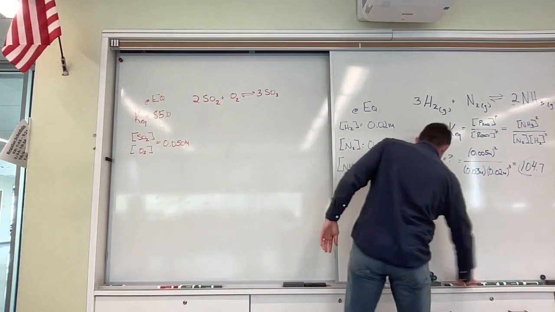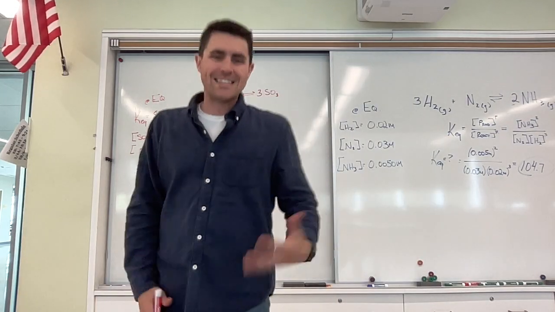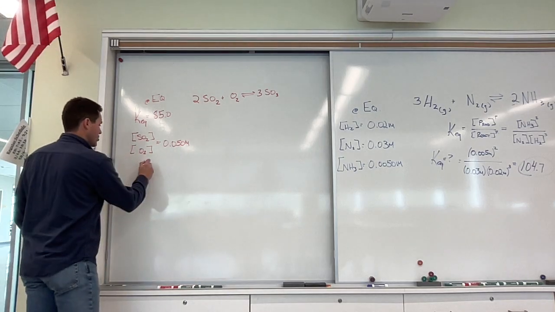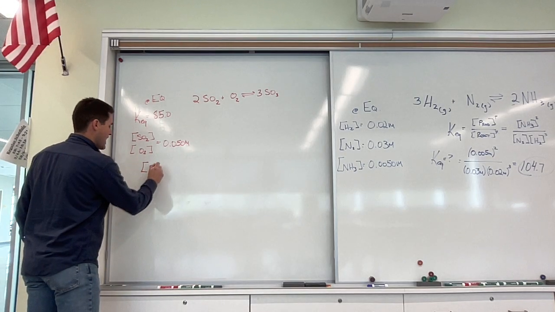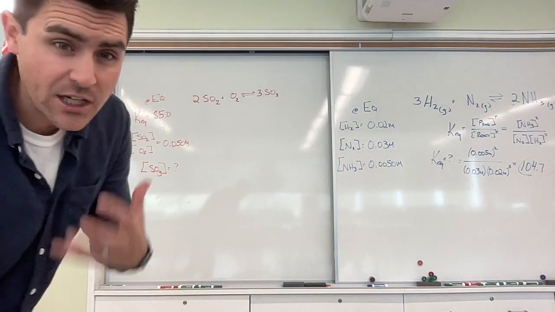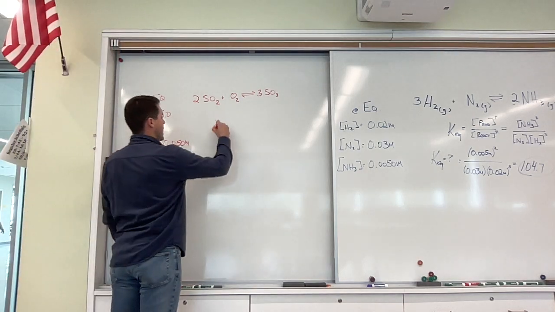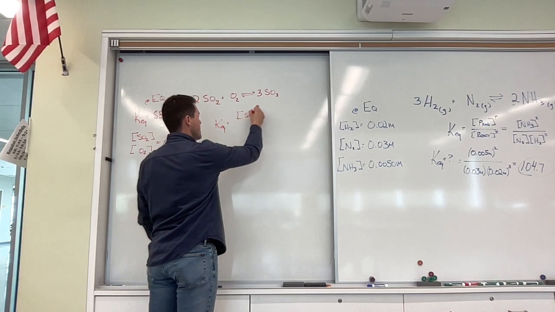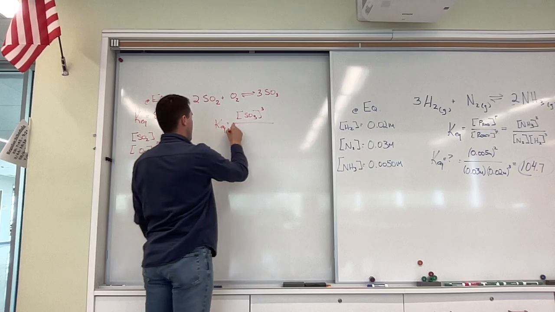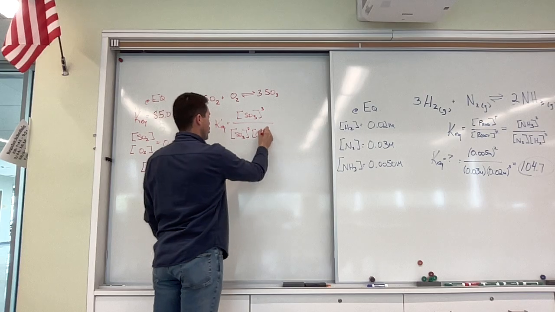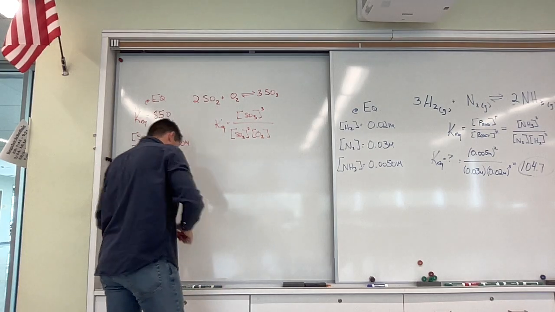Number 2, I see a new equilibrium. This equilibrium is between SO2 and oxygen gas. I'm looking for the concentration of SO3 at equilibrium. What is that concentration? This is what I'm trying to solve for. So first things first, let's write our Keq expression. Keq, products over reactants, that's SO3 cubed divided by SO2 squared times O2.